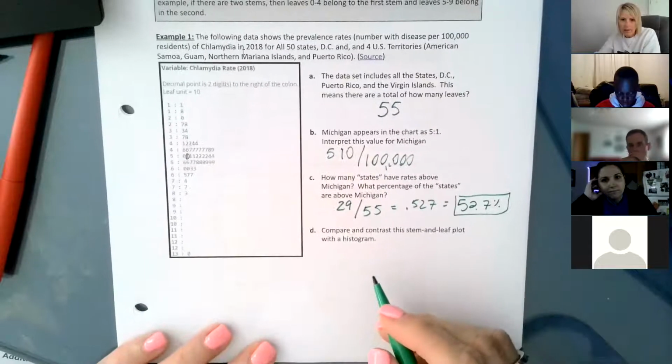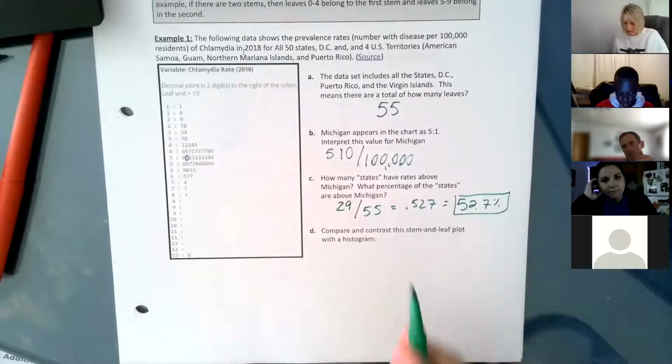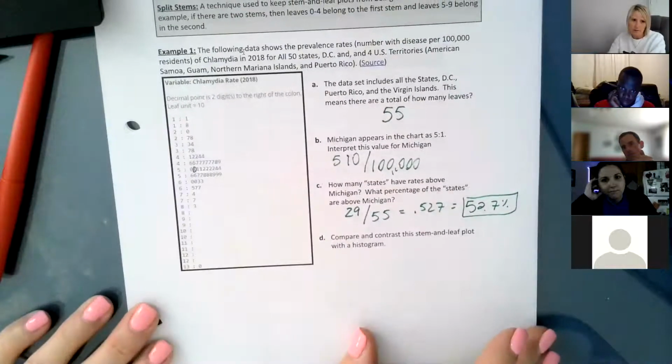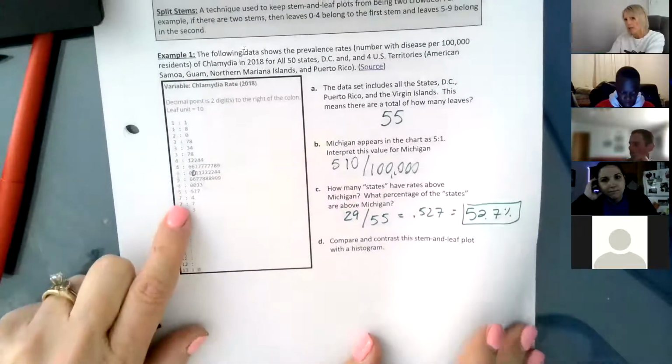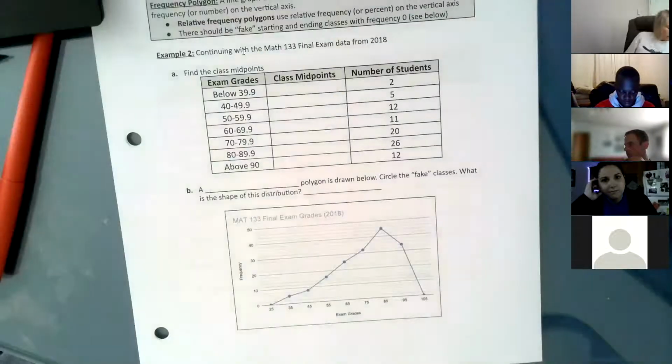Compare and contrast this stem and leaf plot with a histogram. You can catch those things on the YouTube videos, but it's nice on the stem and leaf you get some raw data, where the histogram you don't, it's grouped. I think that's one good thing about the stem and leaf.